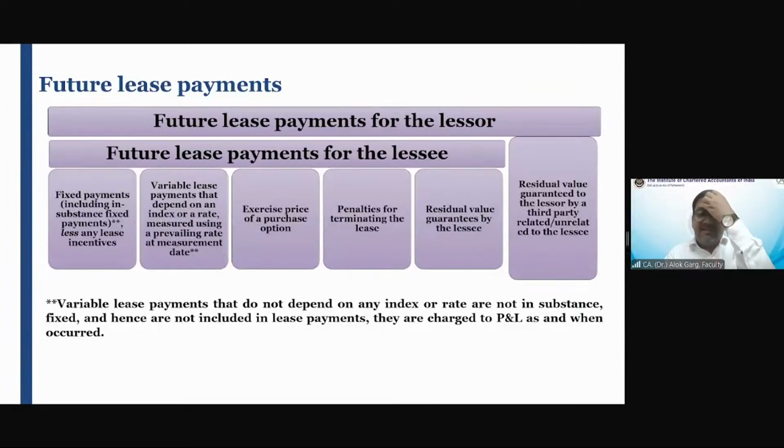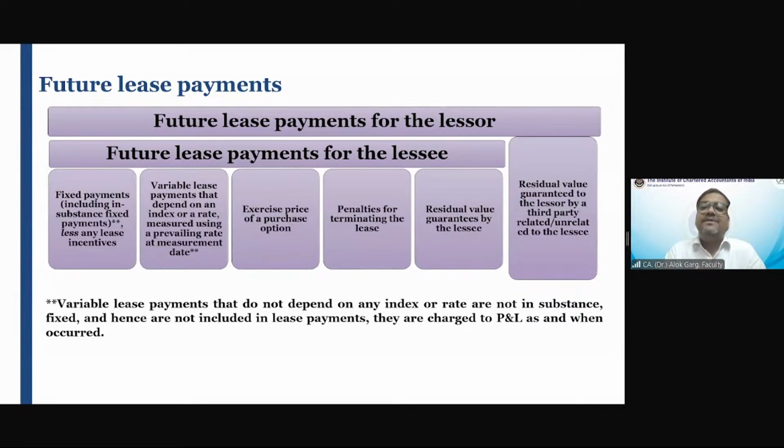In the last class, we discussed the future lease payments, and friends, we discussed there are 5 lease payments from the perspective of the lessee, and there are 6 lease payments from the perspective of the lessor, right? So what is meant by lease payments from the perspective of lessee? Whenever you have to do the accounting, you need to know about the lease payments also. Lease payment includes fixed lease payment.